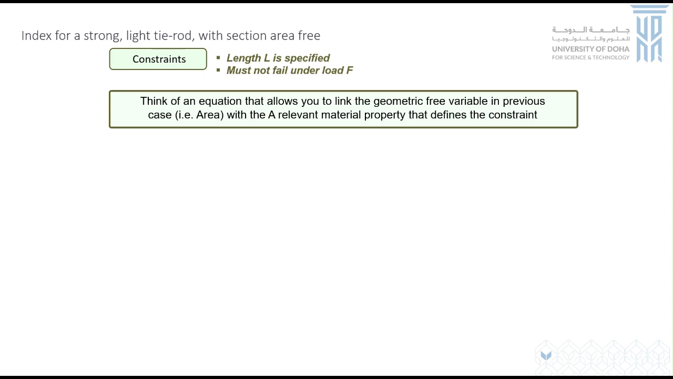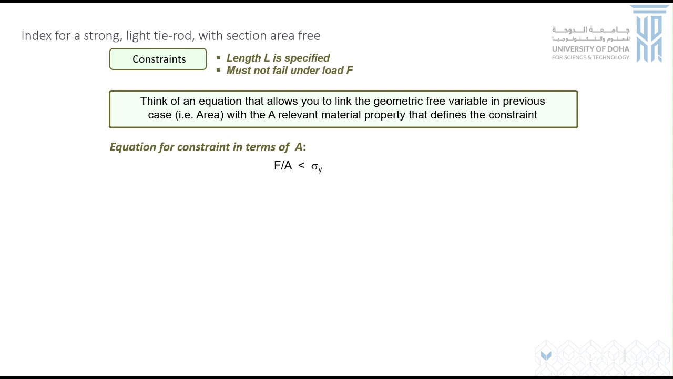But now think about it. If this was acting like a beam, this equation will be different. It will be MC over I. And that's why the final form of the constraint of the material index will change, right? But right now, the equation is simple. It's force over area should be less than the sigma yield. Okay, fine.